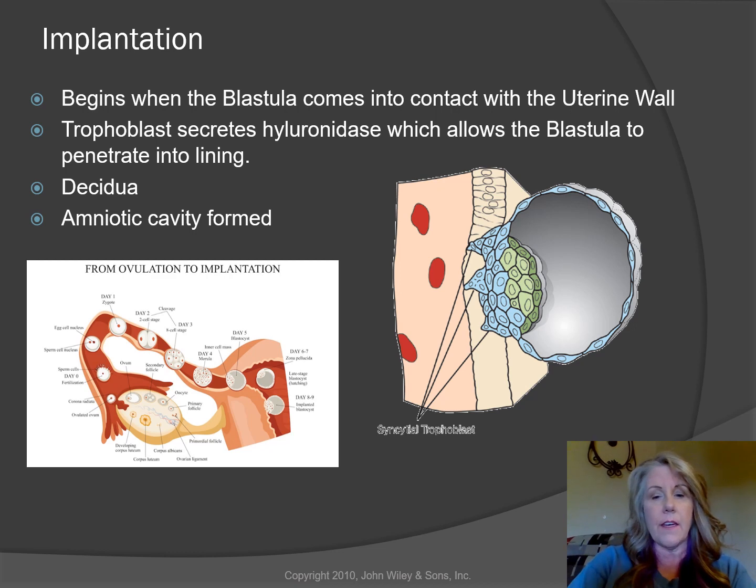And then it creates what's called a decidua. Okay, so we start calling it a little bit different name. That particular part is called the decidua. Then we have an amniotic cavity starting to be formed. So we really start to see changes in that developing embryo when it starts to implant into the wall.